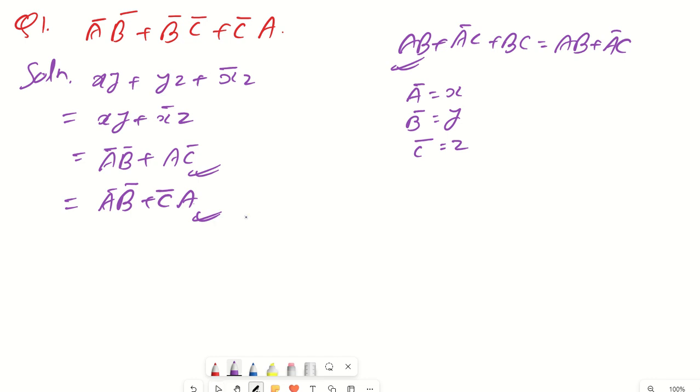You don't have to do this much. If you understand this, you don't have to write it down separately, otherwise it will waste a lot of time. You have to understand that XY can be considered as A bar B bar directly. So this is how B bar C bar is going to be the redundant term.